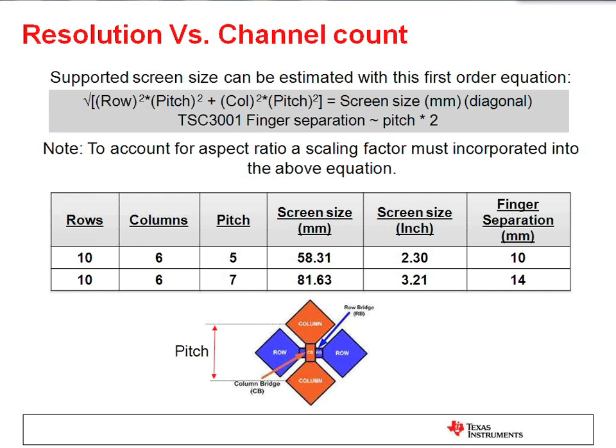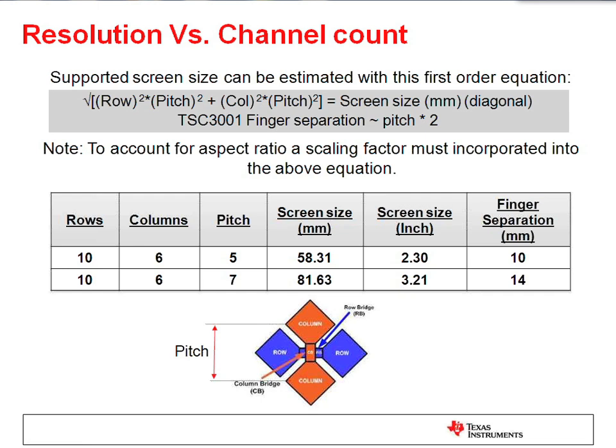With 10 rows and 6 columns, typically a 5 and 7 millimeter pitch is the industry standard at the moment. Of course, we are seeing trends indicating that smaller is becoming a demand out there. But with 5 and 7 millimeters, you get a 5.8 and 8.1 millimeter screen size, which roughly translates to a 2.3 and 3.2 inch screen.